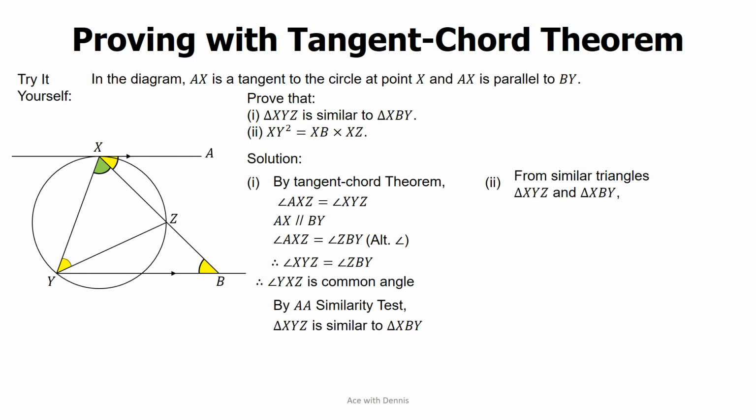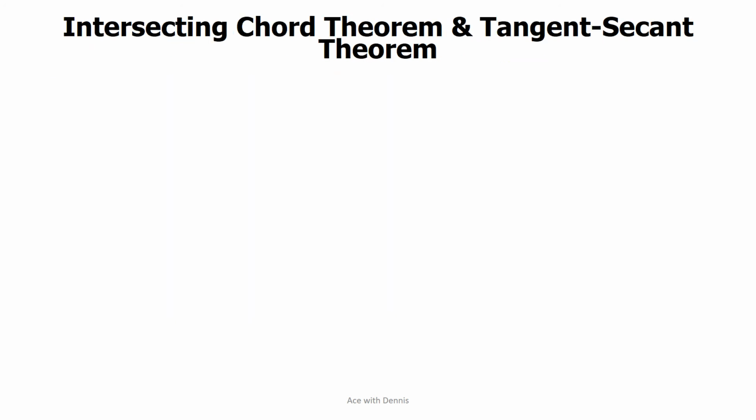For part 2, from similar triangles XYZ and XBY, we can form the ratio which is XY over XB equals XZ over XY. Then we cross multiply, we get the equation XY squared equals XB times XZ, which is shown. Now, let's apply Intersecting Chord Theorem and Tangent-Secant Theorem. Here is an example.